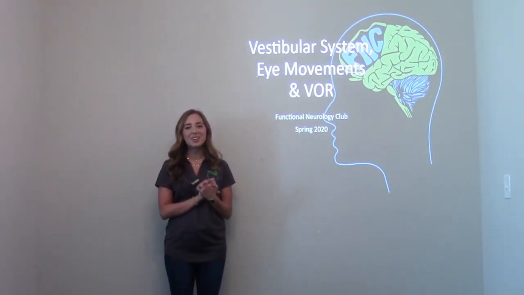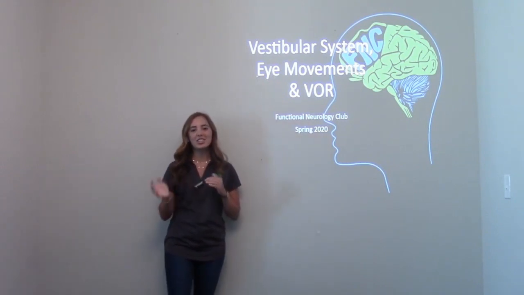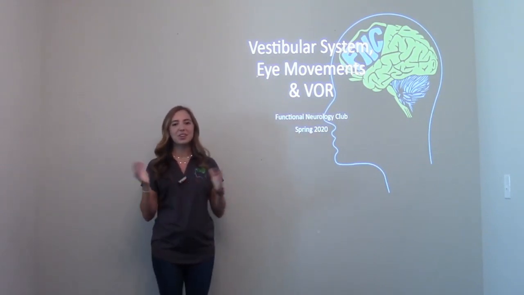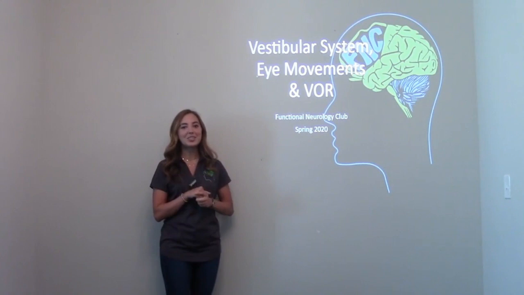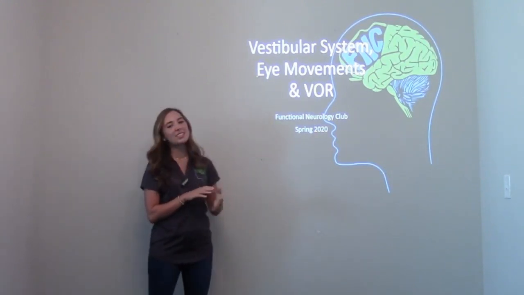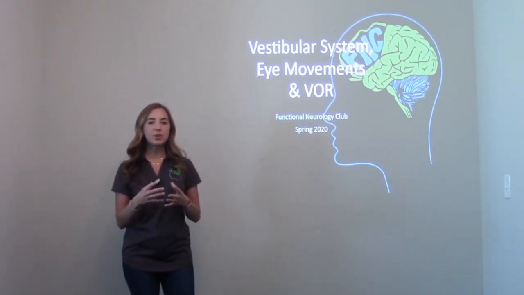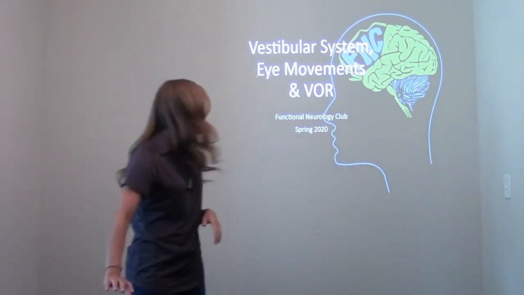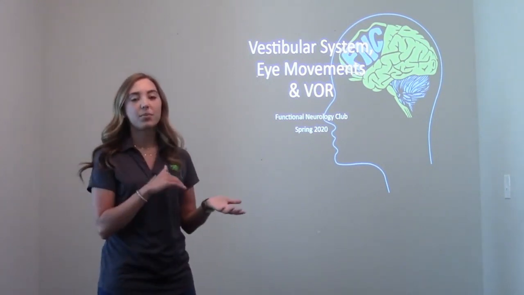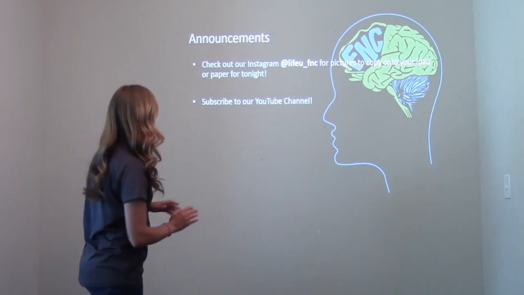Week 4 of Functional Neurology Club. This is our 3rd lesson, so just so you're keeping track with us week to week, if you kind of are getting lost in this online school of what week it is. This week we're covering the vestibular system, eye movements, and VOR. So it's a really important week, so make sure you're paying attention and that you've gone over the previous week so that you can be caught up to understand this week's information.